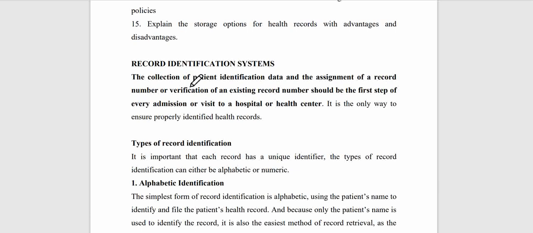For now, I am diving with you straight into the first topic of this unit, that is record identification system. When I talk about identification, it is a very simple thing that each and every one of you can understand perfectly. In a facility, what we commonly do on a daily basis is collect patients' identification data.